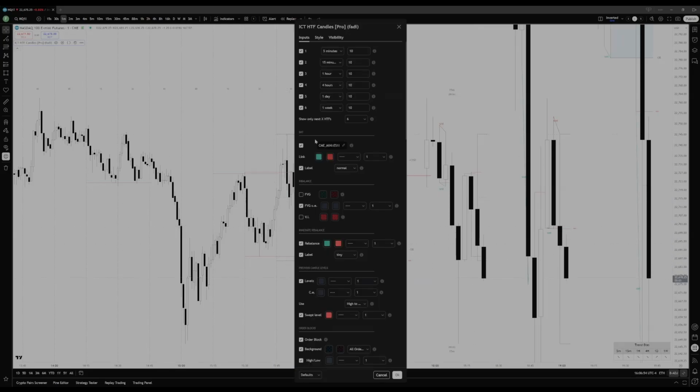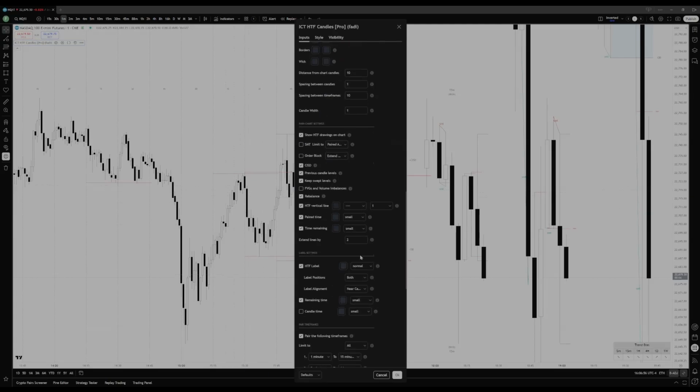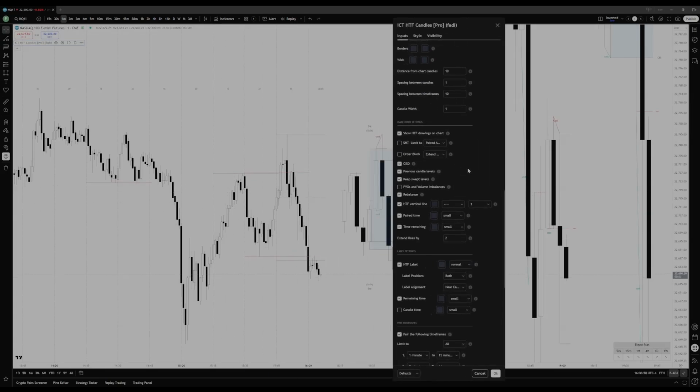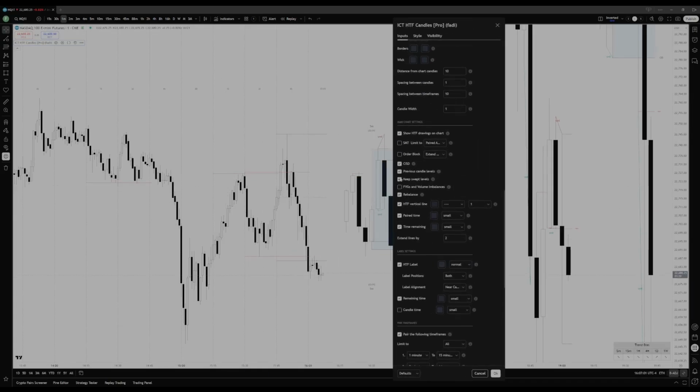And you can control if you want them to be overlaid here or not. So you can come into the main settings and say, I don't want to see the previous candle levels. I just want to see the swept levels. And that will take them out and not show them here.